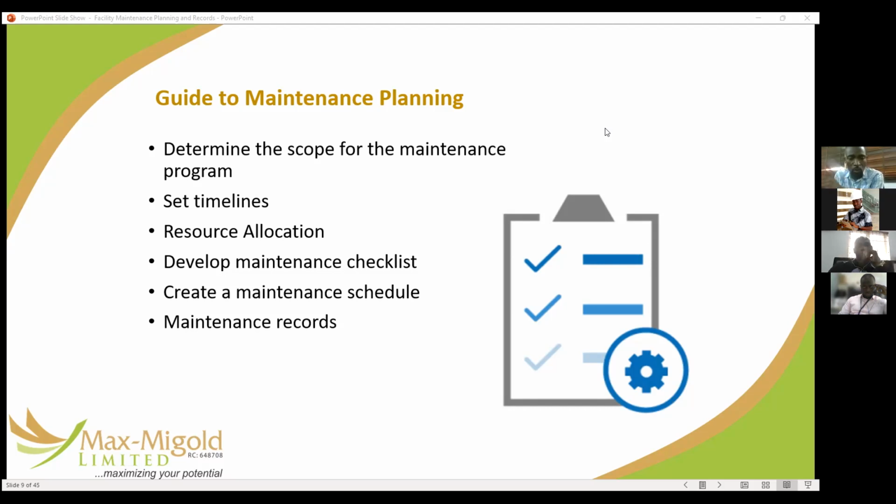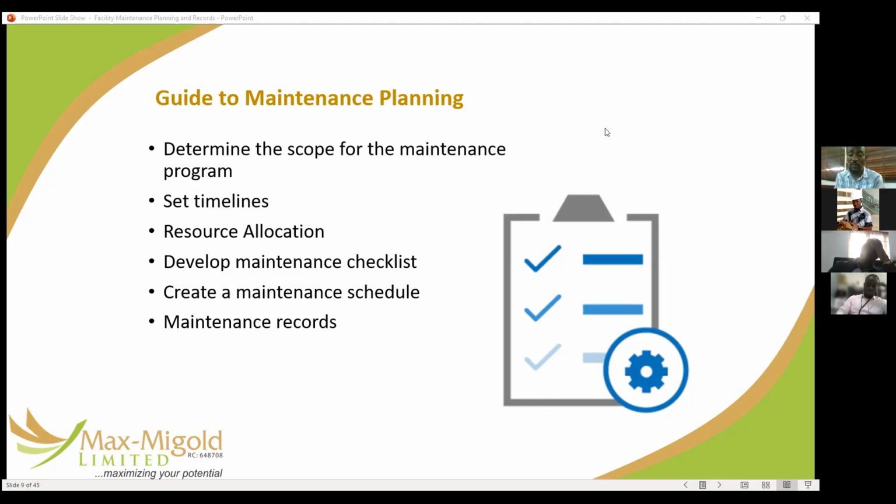You need to develop what we call a maintenance checklist. A maintenance checklist is used before, during, and after. Before you embark on a maintenance task, you use a checklist which confirms that all the required tools needed to perform that task are already on the ground, the spare parts are already available, the manpower is available, and you've already drawn up your schedule.